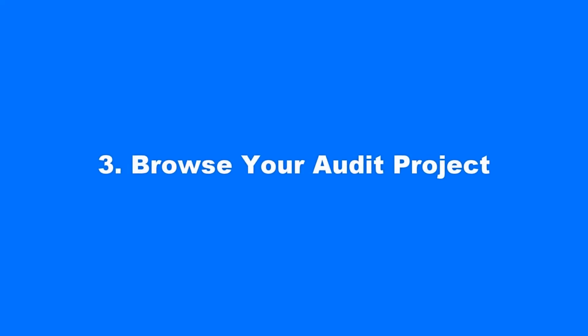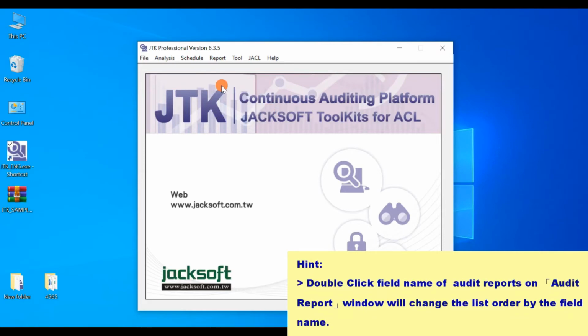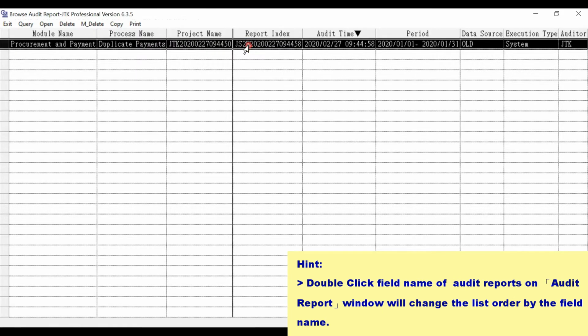3. Browse your audit project. Browse Audit Report on App Manager. 1. From the menu screen, select the Report tab and click Browse Audit Report. 2. All audit reports which are listed by audit date order will appear on the Browse Audit Report window.